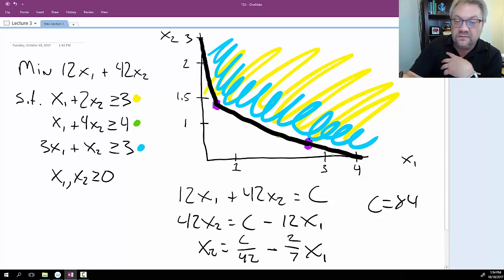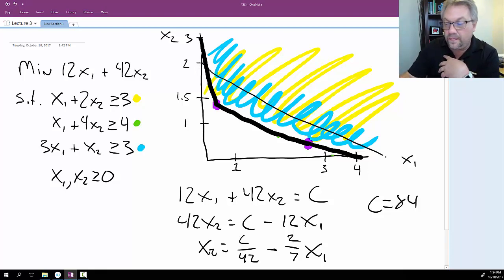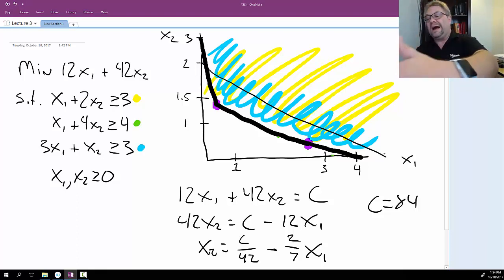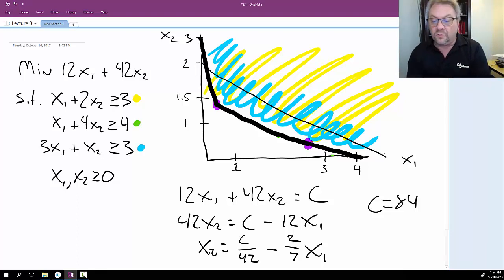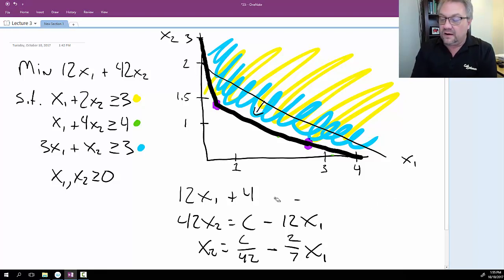This is what we call our ISO profit line. And the idea here, of course, is I just keep lowering C, just keep moving this ISO profit line in this direction until I hit one of these kink points, okay? All right, well, we already know from our previous discussion that what we need to do is find out what these two kink points are, then plug those kink points into our objective function, and now in this case, find out which one returns the smallest number. All right, not a problem.